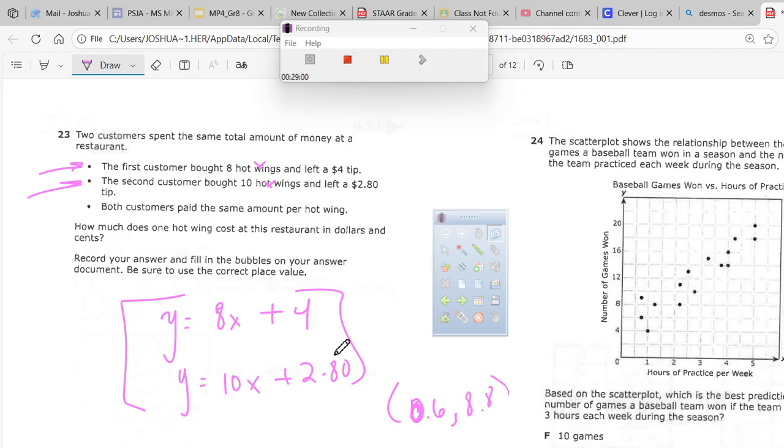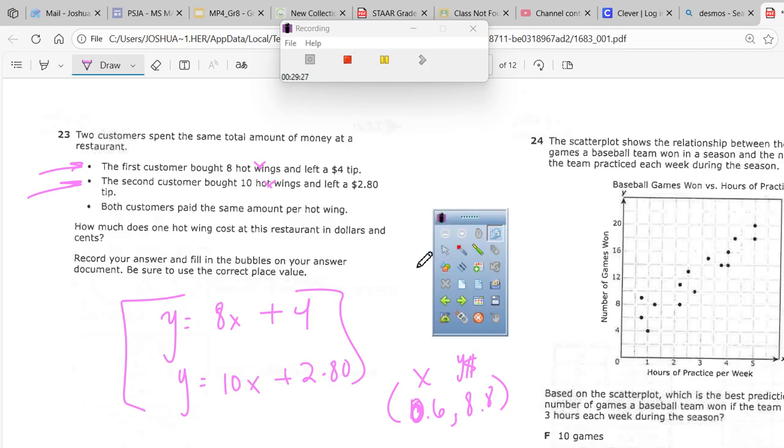So each one is your x, right? They want to know how much each one is, so that's your x. The reason it's x is because you don't know how many wings you're buying before you pay the y of the dollar. So this is going to be dollars, which is also y. So how much is each wing? 60 cents. Good question. 60 cents, or $0.6.